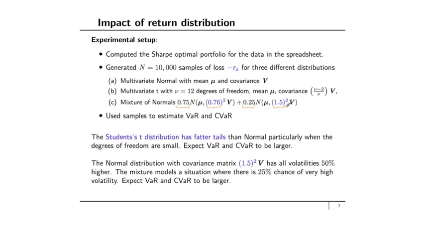Student's t distribution has fatter tails than normal, particularly when the degrees of freedom are small, so we expect the value at risk and the conditional value at risk to be larger. The normal distribution with the covariance 1.5 squared times V has all the volatilities 50% larger, and we expect that it will have a very large value at risk and conditional value at risk. This mixture model models a situation where there's about a 25% chance of having very high volatility, and we want to capture and see what happens to the return distribution.